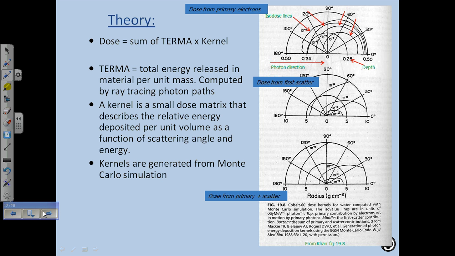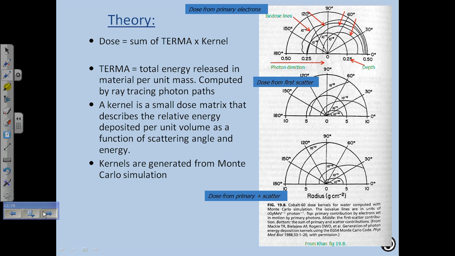So those are kernels. When we're going to do the convolution equation and we see the kernel, think of this two-dimensional description of a kernel. Okay, that's what that is. It's a matrix of values.